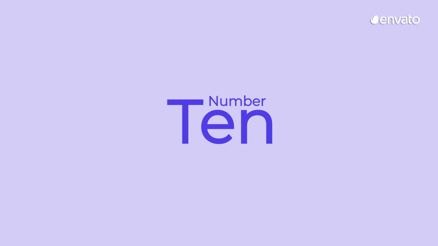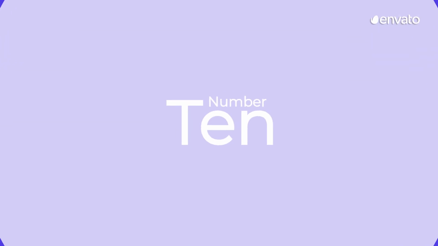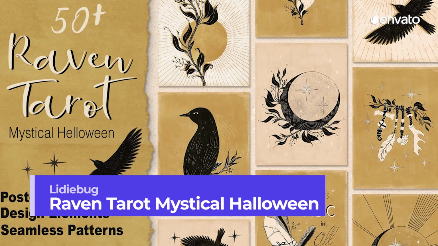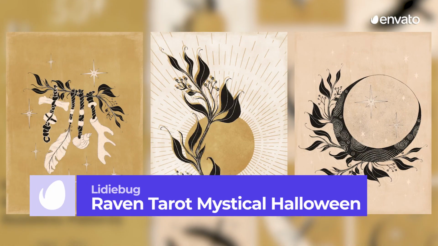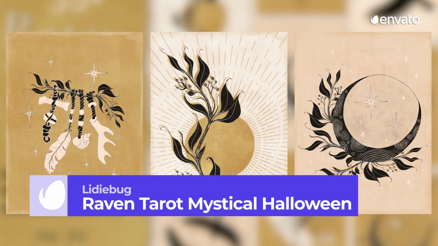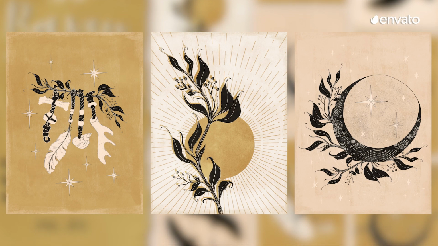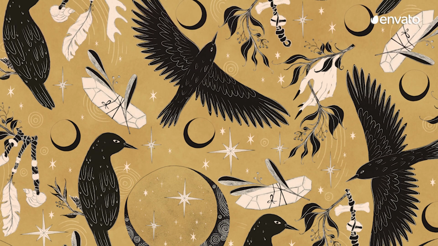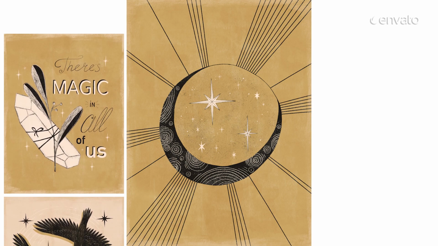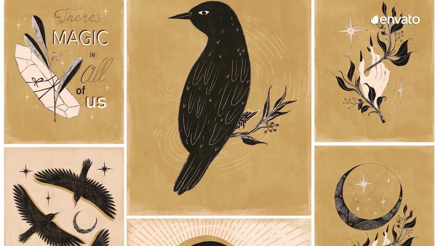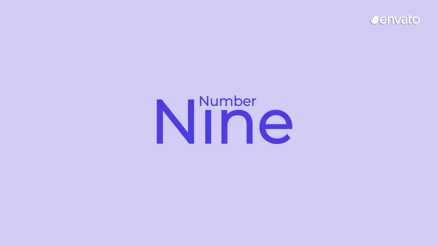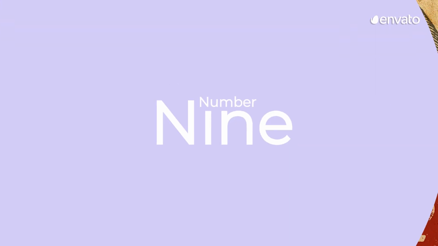Number 10. Raven Tarot Mystical Halloween by Lidiebug. Starting us off on our Halloween journey is this template pack filled with over 50 beautifully illustrated elements. Mystical ravens and magical crystals make this pack perfect for designing stickers, Instagram posts, fabric prints, logos, stationery, and much more.